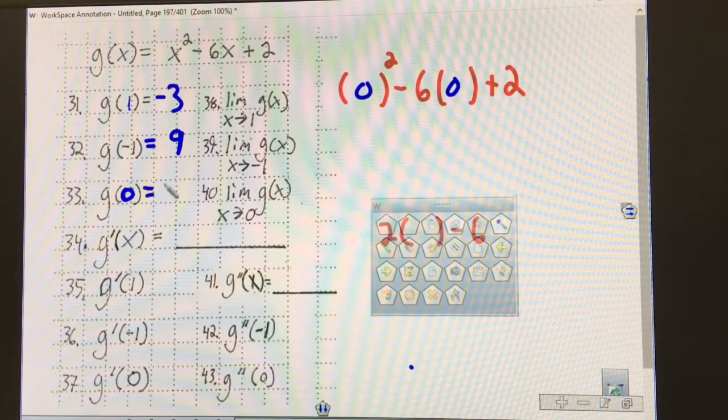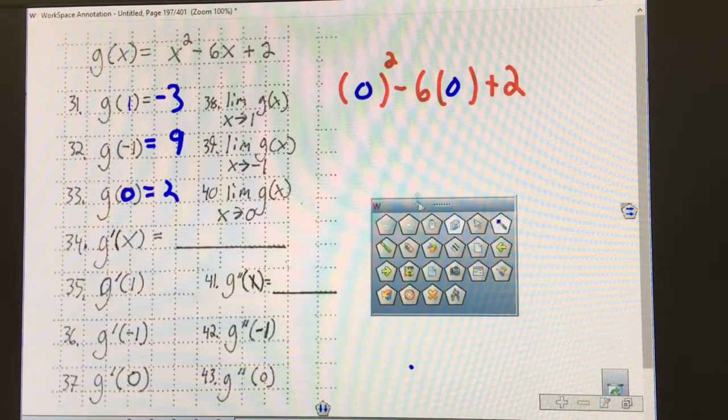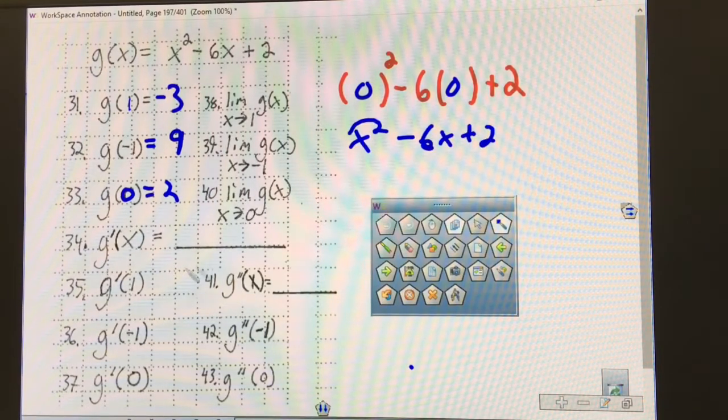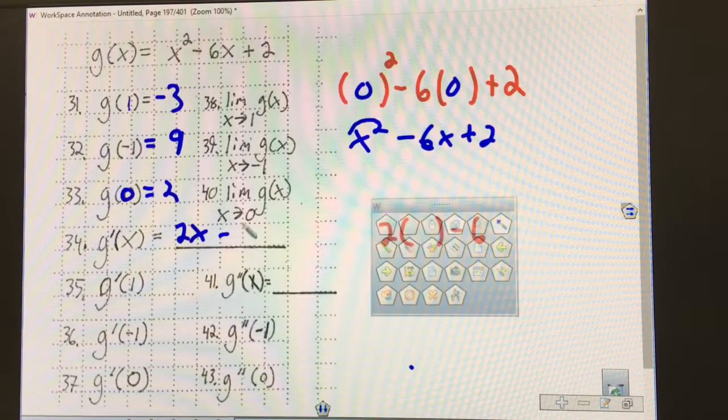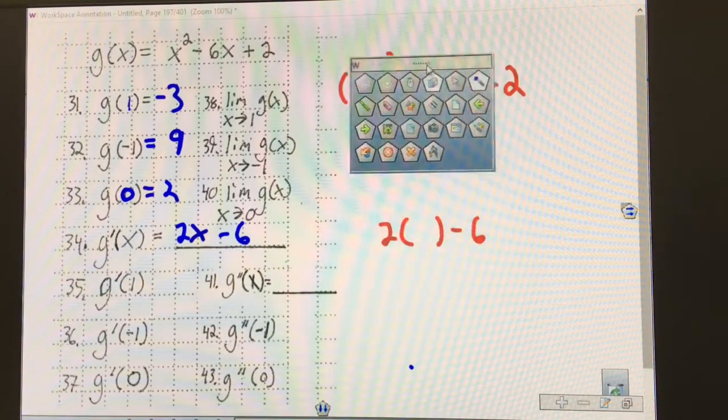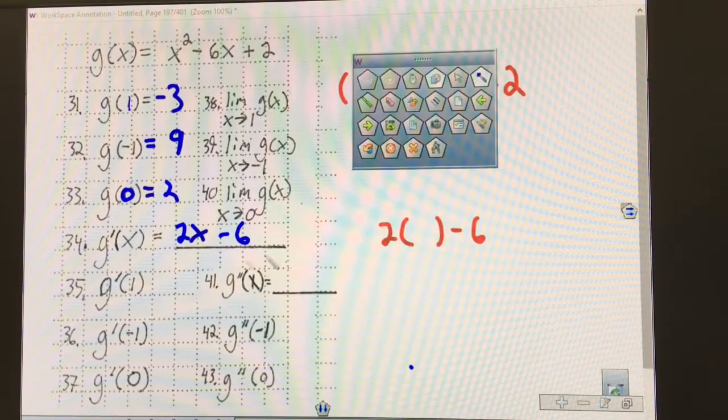That's just going to give me 2. Now I want to take the derivative of this. Using the general power rule, the derivative of x squared minus 6x plus 2 is going to give me 2x minus 6. And the derivative of 2 goes away to nothing. So that's where I have this template. 2 times something minus 6. 2 times x minus 6.